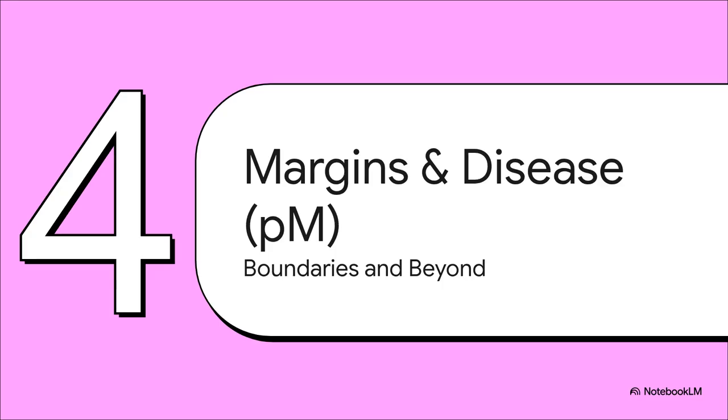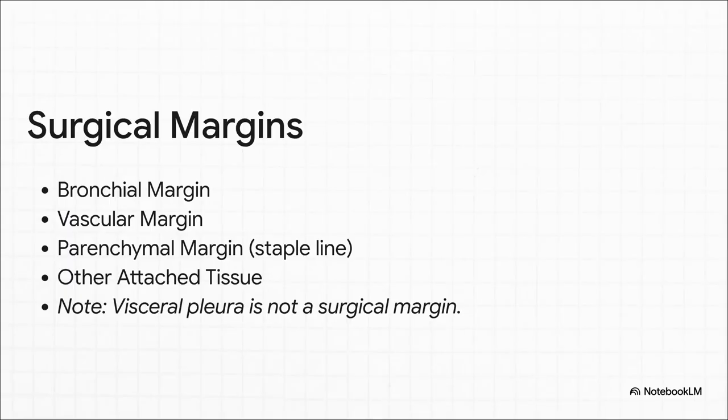All right, we're in the home stretch. Now it's time to check the boundaries. We need to be sure the surgeon got the whole thing out, which means we have to look very carefully at all the margins. And we also look for any evidence of distant spread, which is what defines our M category. Meticulously checking every single surgical margin is just non-negotiable. You've got the bronchial margin, the vascular margin, that parenchymal staple line. You have to look at all of them to say if the resection was truly complete.